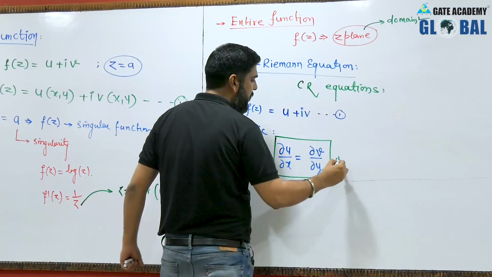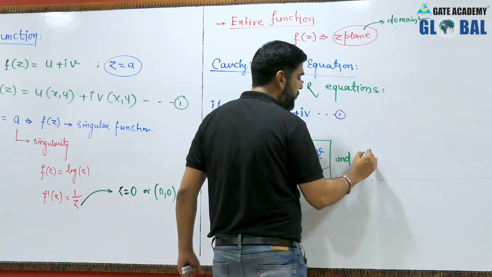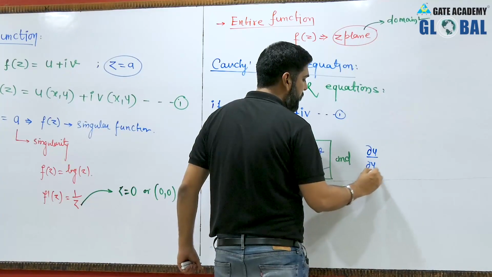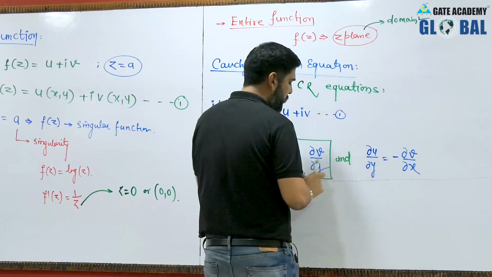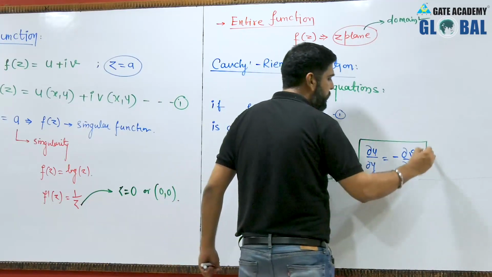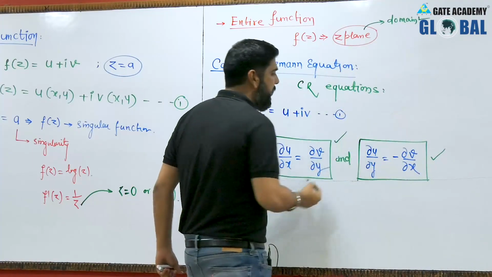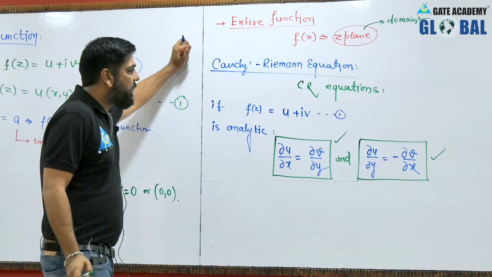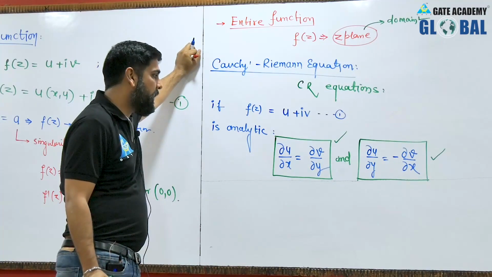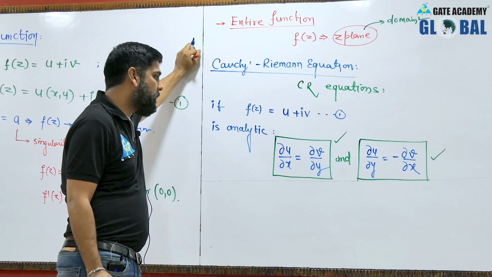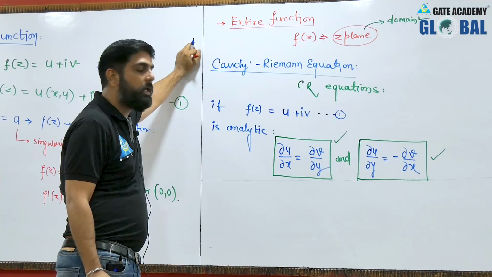I am saying here "and", not "or", right? I am saying here "and" del u by del y is equal to minus del v by del x. So this is the Cauchy-Riemann equation, my dear students, in complex variables for the analytic condition. If the function f(z) = u + iv is analytic, it should satisfy the Cauchy-Riemann equation, that is del u by del x is equal to del v by del y, and del u by del y is equal to minus del v by del x.